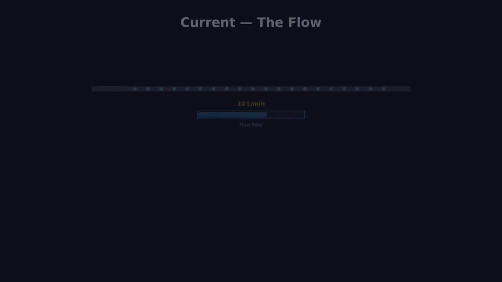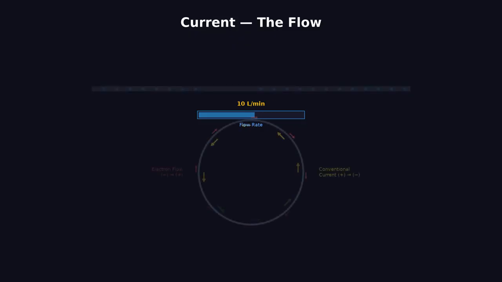If voltage is the pressure, then current is the actual flow. Current, measured in amperes or amps, is the amount of electric charge moving through a wire each second. Back to the water analogy. If voltage is the water pressure, current is how much water is flowing through the hose. More pressure, more flow.